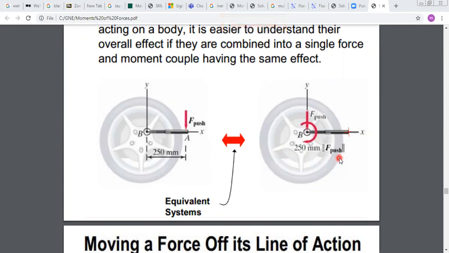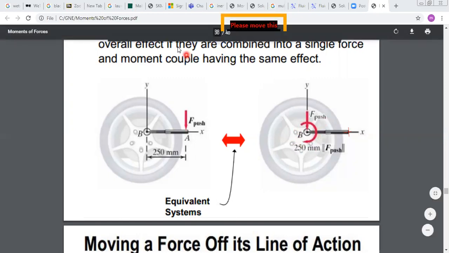Okay, thank you. If you want also to understand better, a couple can be replaced by two forces, yes or no? So this couple, if you want, you can replace it by the following forces.